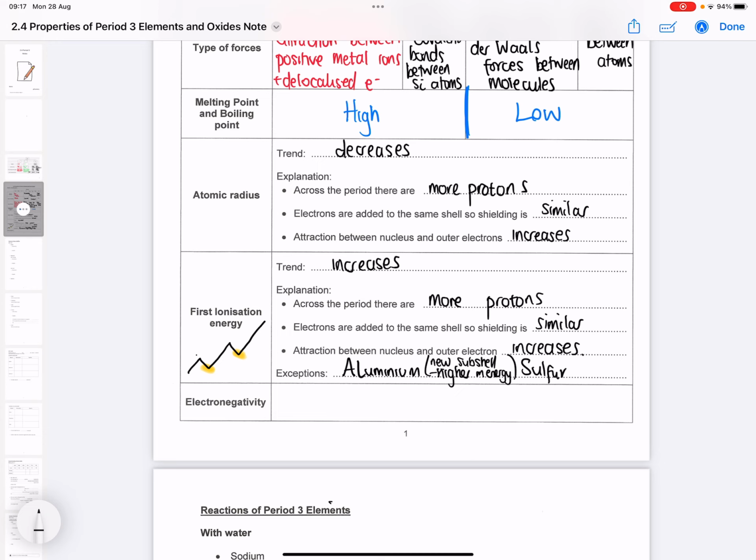And then for sulfur, we've got a pair in a 3p orbital, and that causes a repulsion. So they repel, and then that makes that a little bit easier to remove as well.